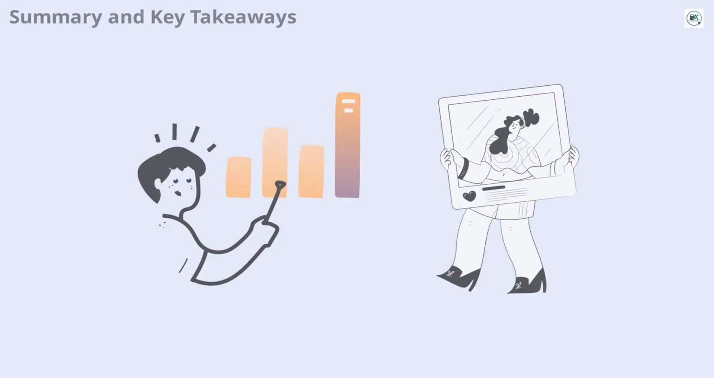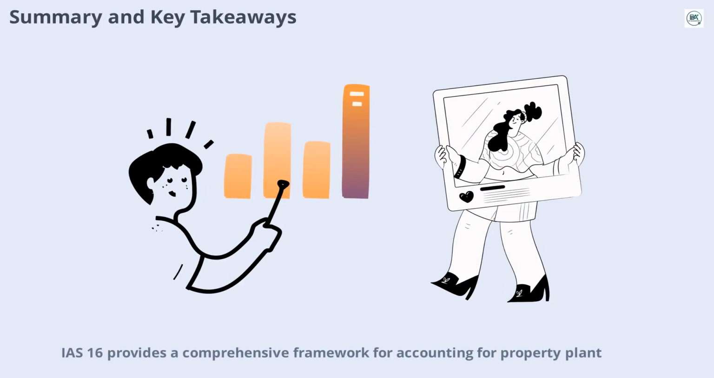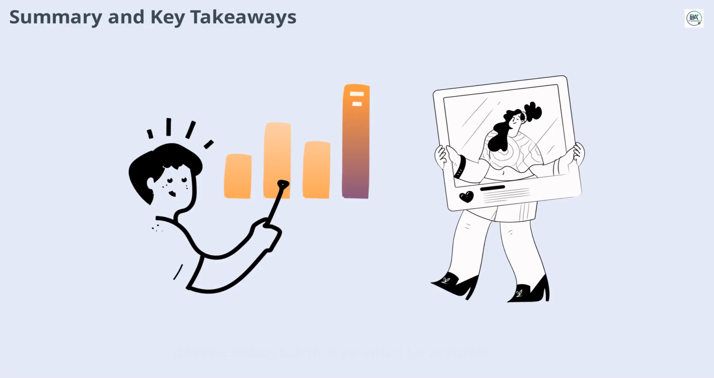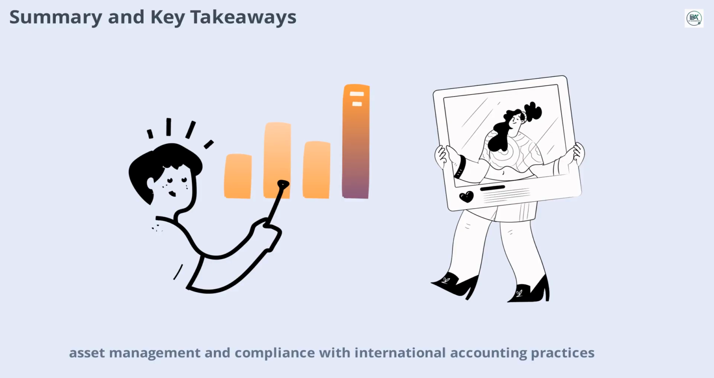Wrap up: IAS 16 provides a comprehensive framework for accounting for property, plant, and equipment. By defining what qualifies as PPE, setting recognition criteria, and distinguishing between capital and revenue expenditure, the standard ensures consistency and transparency in financial reporting. Understanding IAS 16 is essential for accurate asset management and compliance with international accounting practices.